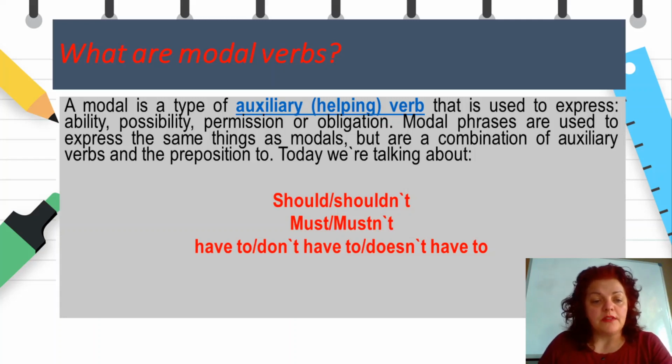Okay, what are modal verbs? A modal is a type of auxiliary helping verb that is used to express ability, possibility, permission or obligation. Modal phrases are used to express the same things as modals but are a combination of auxiliary verbs and prepositions too. Today we are talking about should, shouldn't, must, mustn't, have to, don't have to, doesn't have to.